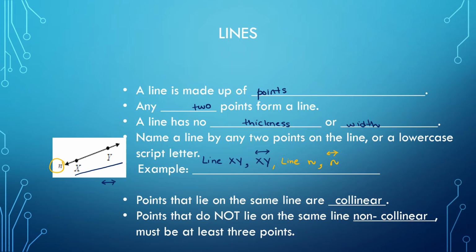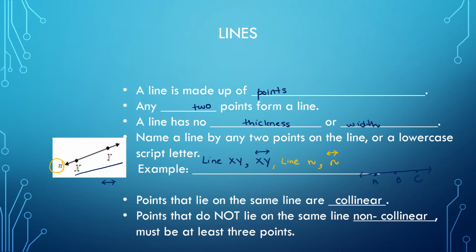There are 2 different types of points when we talk about line. One is collinear and the other one is non-collinear. These are the relationships between the points on a line. Collinear basically means that all points lie on the same line. So let's look at a blue line. Point A, point B, and point C. Since they all are on the same line, they're collinear.